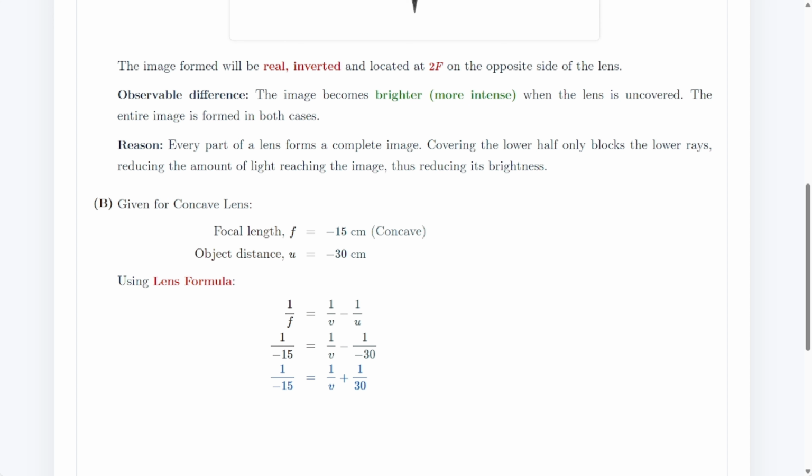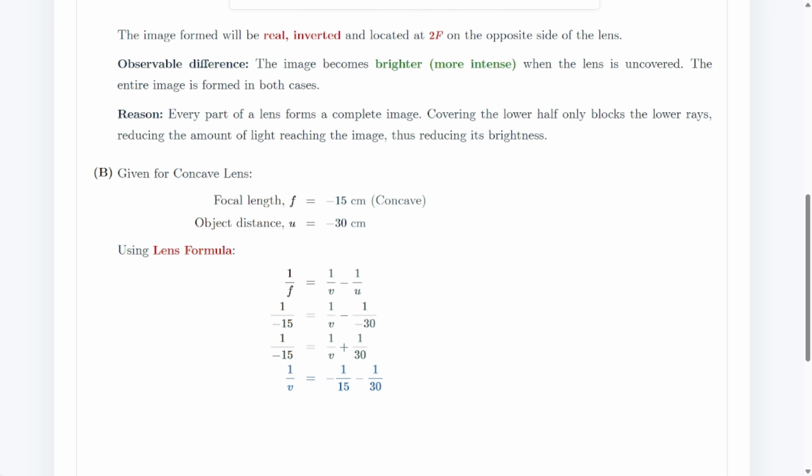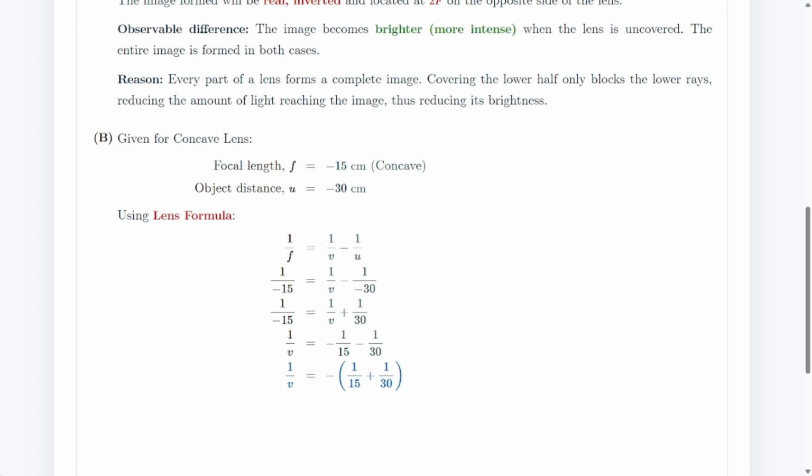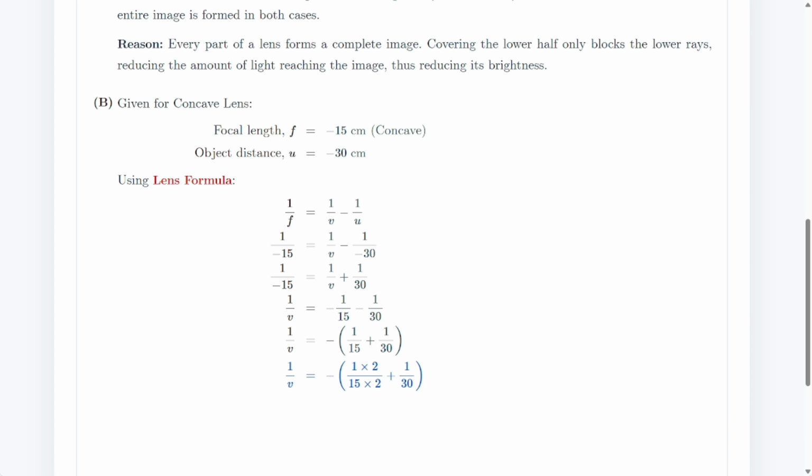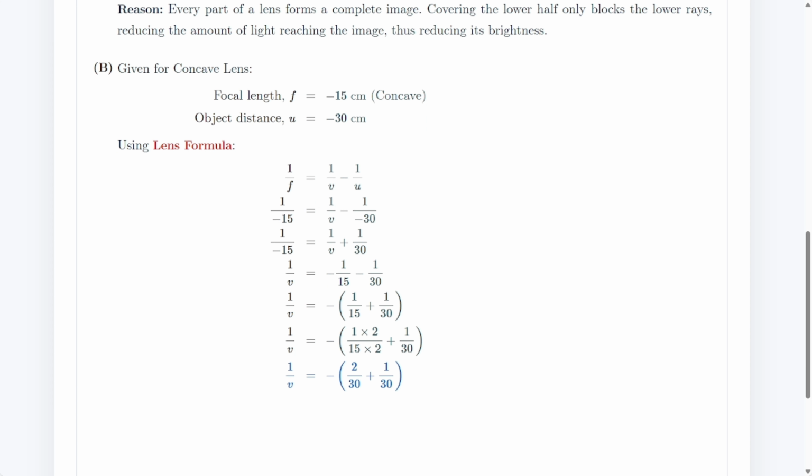Simplifying the signs, this becomes 1 by minus 15 equals 1 by v plus 1 by 30. Rearranging the equation to solve for v, we have 1 by v equals minus 1 by 15 minus 1 by 30. Taking the minus sign common outside, 1 by v equals minus of 1 by 15 plus 1 by 30. To get a common denominator of 30, we multiply the numerator and denominator of the first term by 2. This gives us minus of 2 by 30 plus 1 by 30.